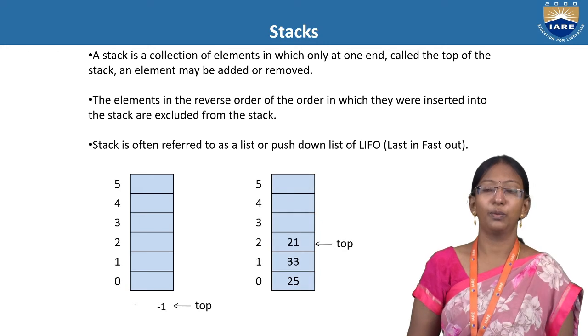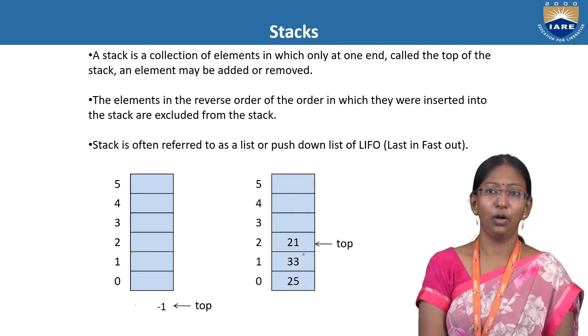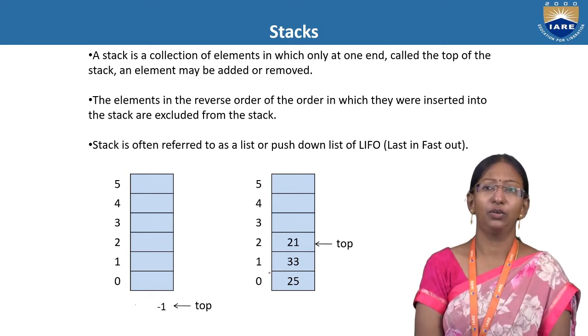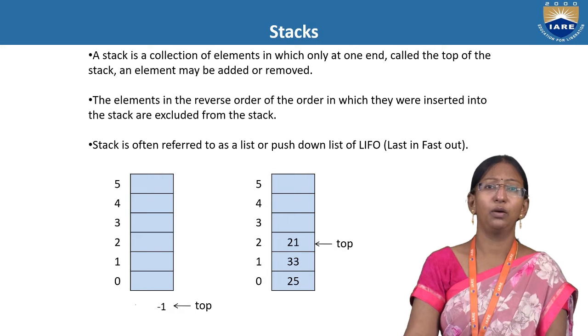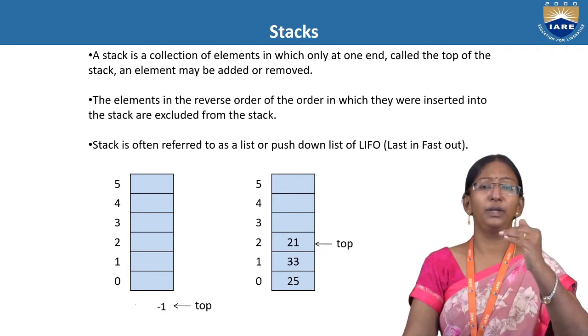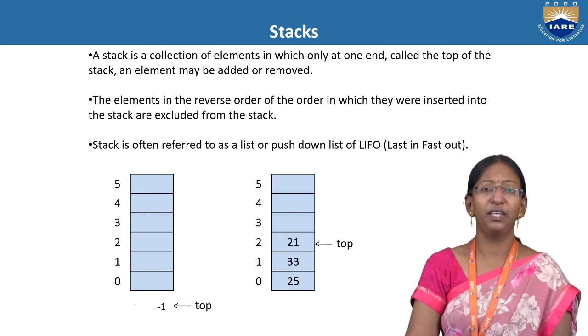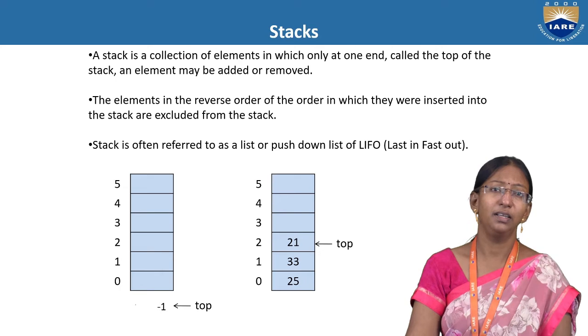So look at this one. If I insert 25, my top will be pointing to index 0. Then I inserted 33. Top was pointing to index value 1, which is 33. Then I inserted 21. Now top is pointing to an element at index value 2, which is 21. Right? So top is going to increment itself by one step with every insertion, and it is pointing to the topmost element in the stack.